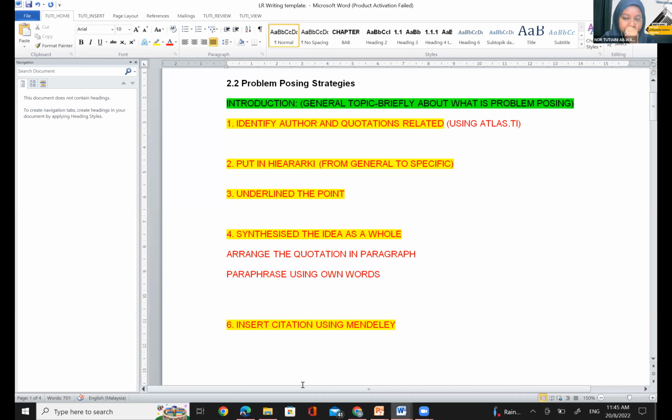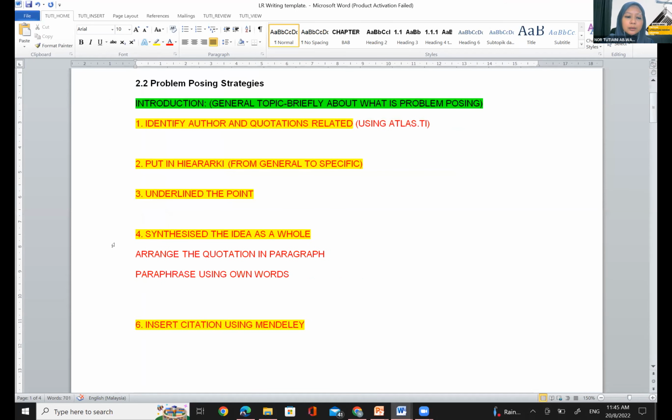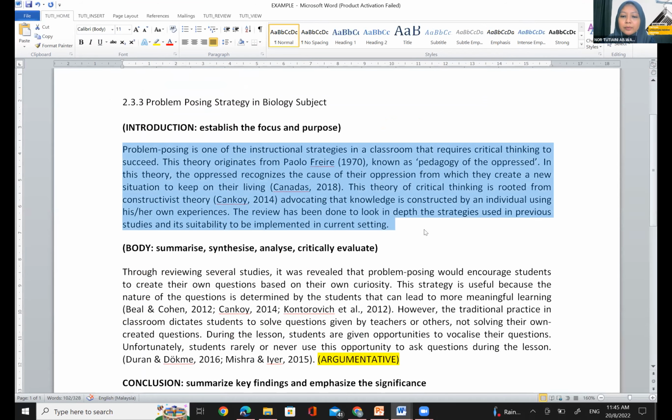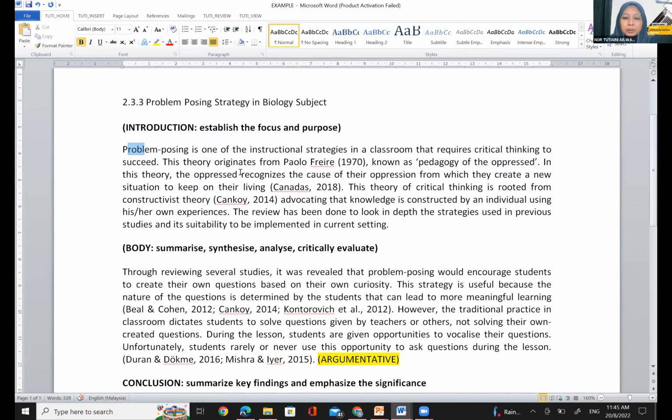Okay. Katalah I stick to problem posing strategies lagi supaya tak confuse. Jadi kita tahu yang kita nak menulis problem posing strategies ni. Okay, let's say I nak tulis the introduction punya paragraph. Ini ya introduction punya paragraph. I highlight sikit.